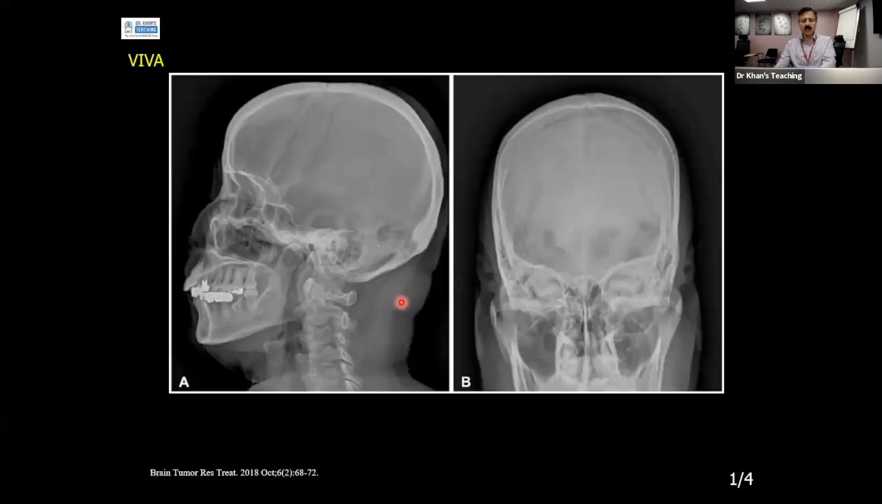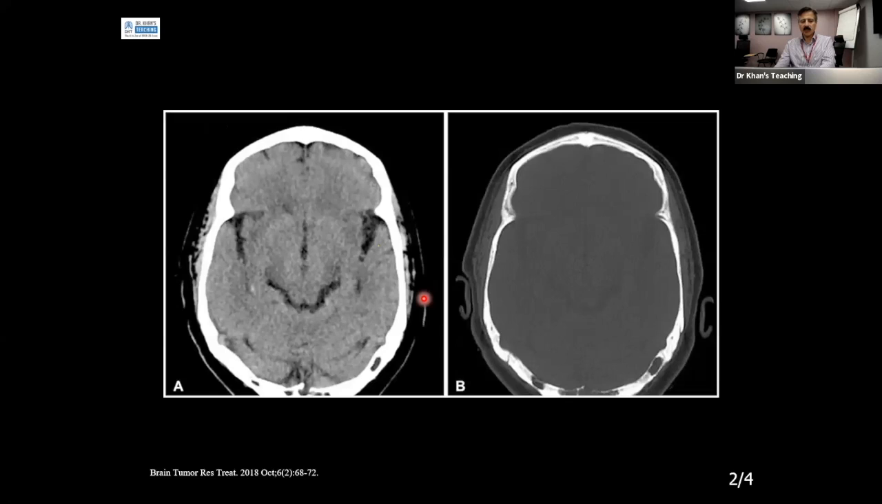Another case, and this is different. If you see here, you can see lucency, lucency, lucency, lucency, and these are all overlapped here. So what is happening? And this is arachnoid granulations which have gone into the bone. And anatomy tells you what is happening. It is sitting next to the transverse sinus. And look how it has gone into the bone.